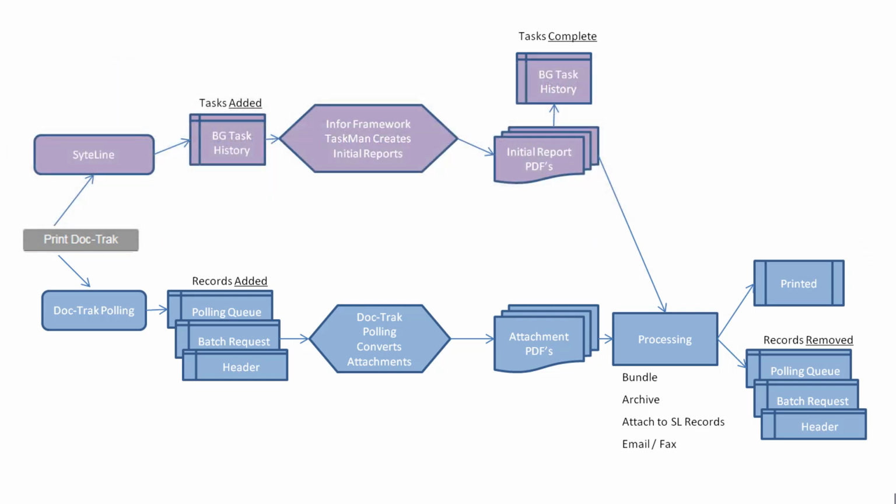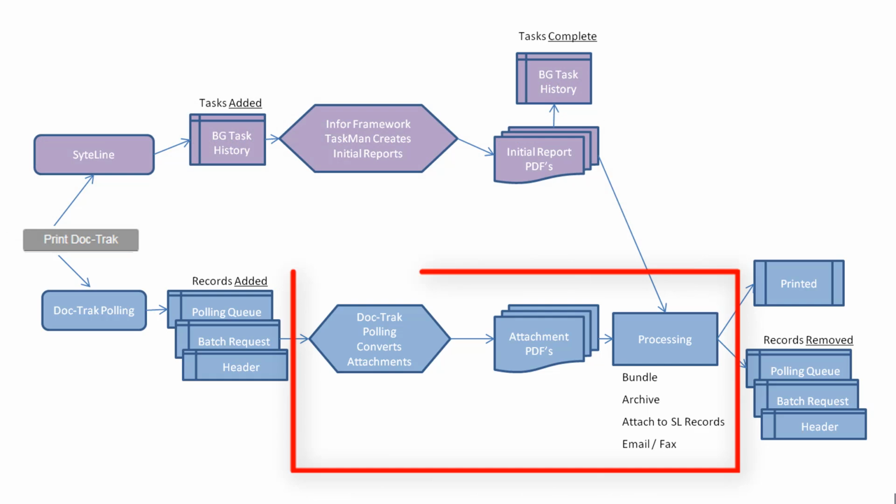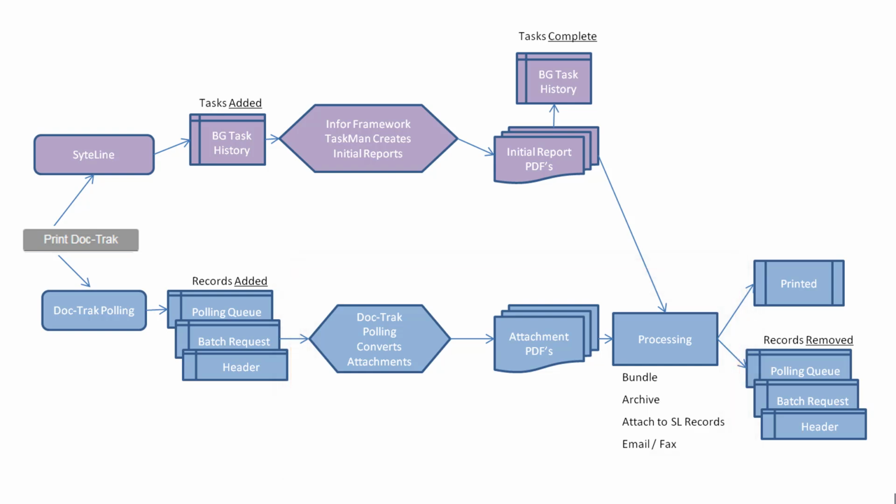If a problem occurs during any of these later steps, typically an entry will be created in the DocTrack polling error log. There you'll find information that will help you correct the error. Then after you fix it, you can go back to Sightline and generate the report again, or resubmit it through the DocTrack history log. But what happens if Sightline runs into a problem generating its initial report?